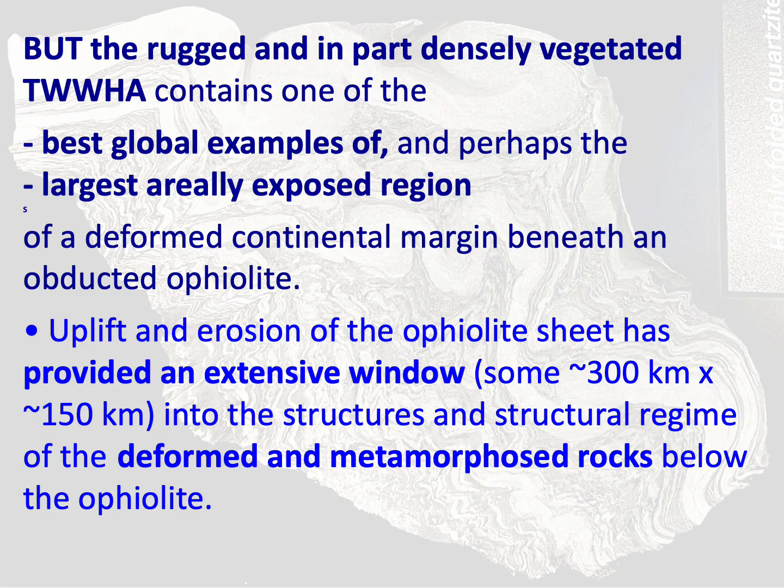But the rugged and in part densely vegetated World Heritage Area also contains one of the best examples of, and perhaps the largest aerially exposed region of, a deformed continental margin beneath an obducted ophiolite. Uplift and erosion of the ophiolite sheet has provided an extensive window into the structures and structural regime of the deformed and metamorphosed rocks below the ophiolite.